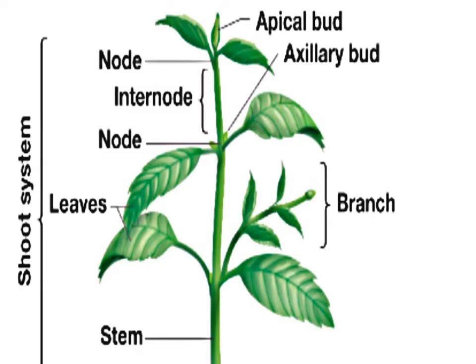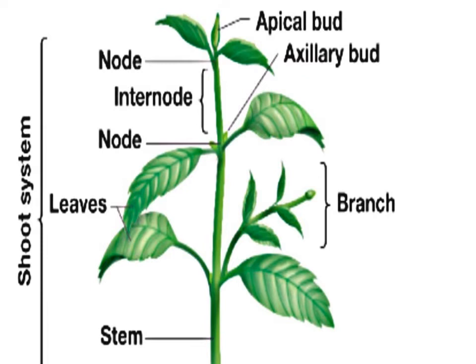Okay, so now in this slide you can see some new terms like node, internode, apical bud, etc. So let us understand what is a node. Node is the point at which leaves arise from the stem, and the region between two nodes is called an internode. The angle formed by the leaf and the stem at a node is called axil.